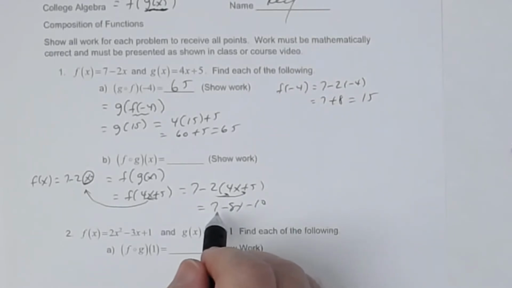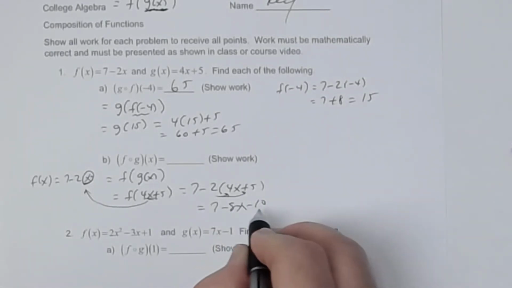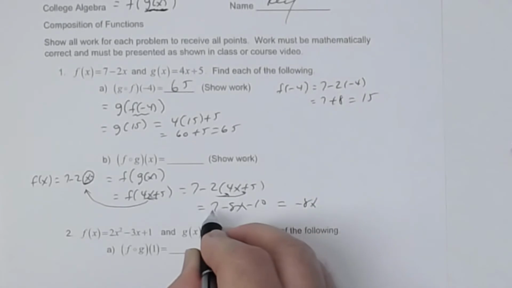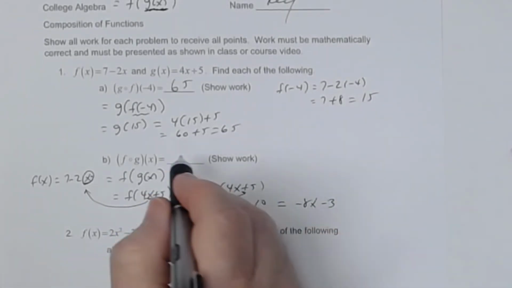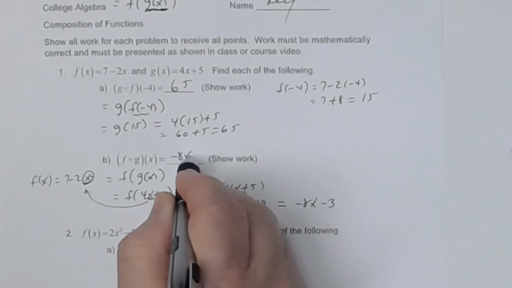Combining like terms, I get negative 8x, so equals negative 8x. 7 and a negative 10 is a negative 3. So that goes here. So negative 8x minus 3.